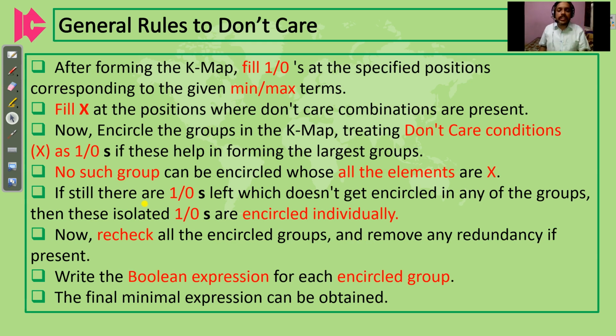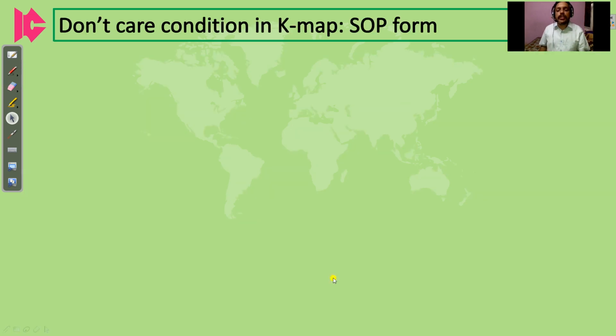Now if there is still a 1 or 0 left which has not been encircled in a group, you can isolate that group individually. Then write down the Boolean expression for each encircled group, and the final minimum expression can be obtained.